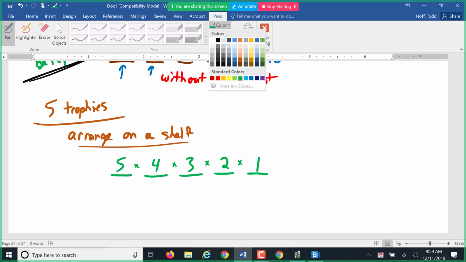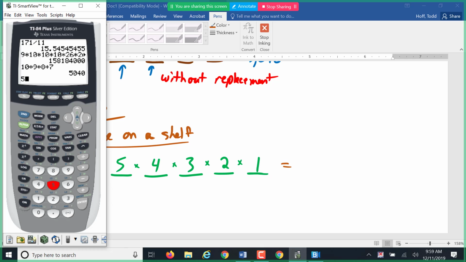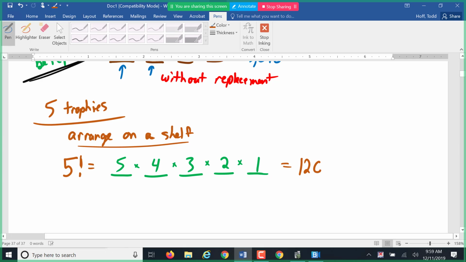Now, you might look at that and realize that this is our factorial notation. 5 factorial is what that comes out to. That ends up being, what is that, 120? Yeah, 120. So there's 120 different ways to arrange those trophies on the shelf.